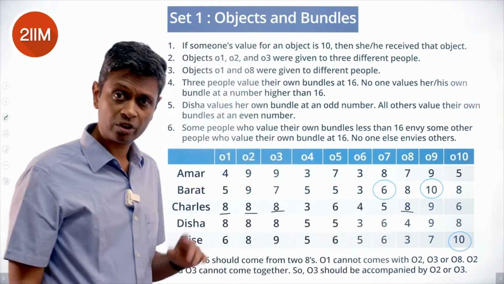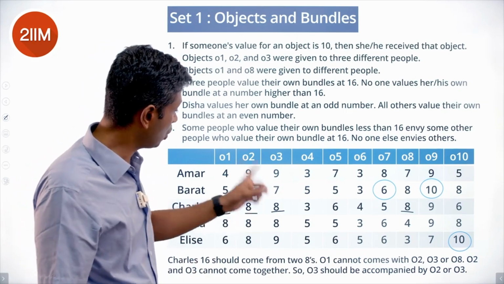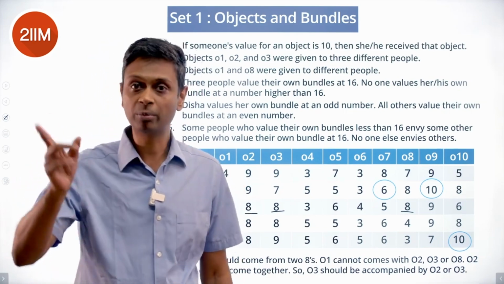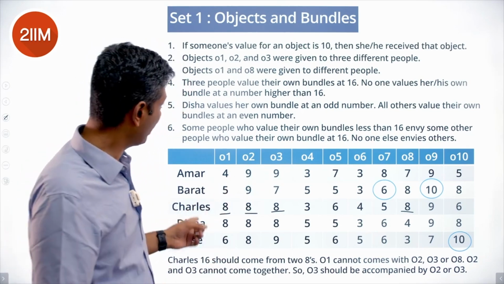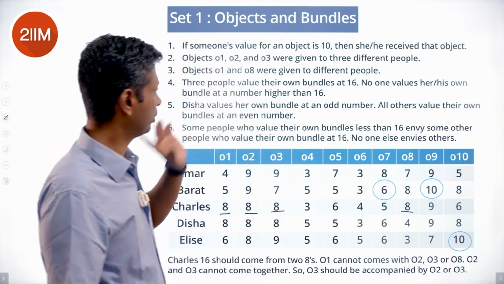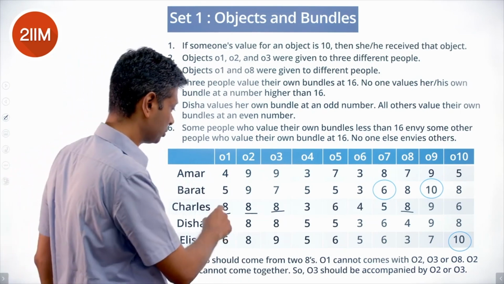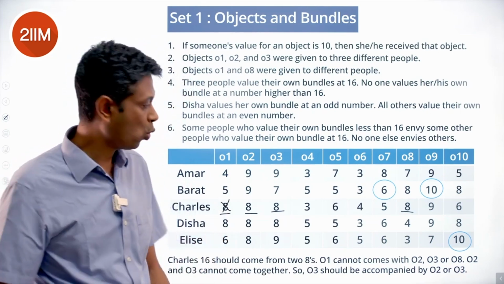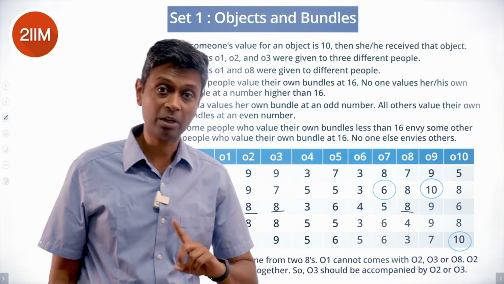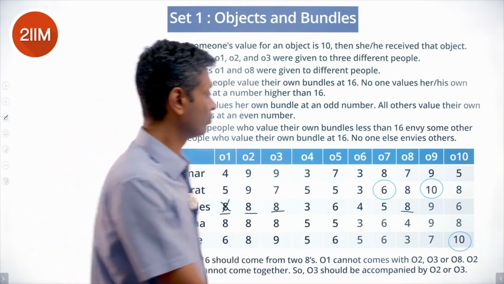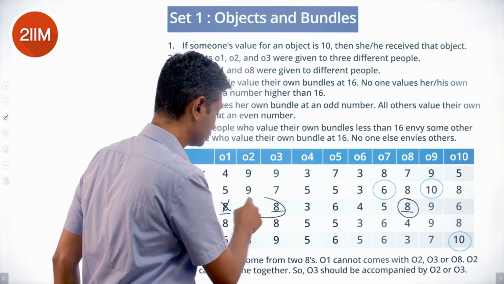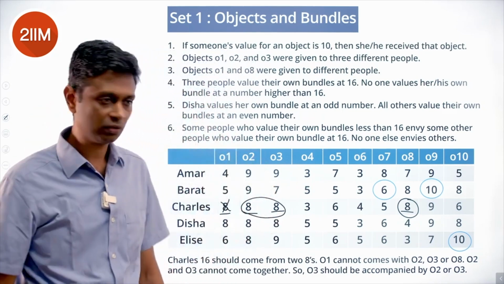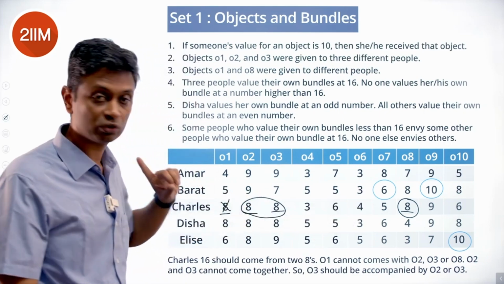2 out of these 4 8s, O1, O2, O3 go to different people. So he couldn't have got O1 and O2, he couldn't have got O1 and O3. O1 and O8 go to different people. So O1 is out. O2 and O3 go to different people. That means Charles has got O8 and one of these two. Nice, wonderful.